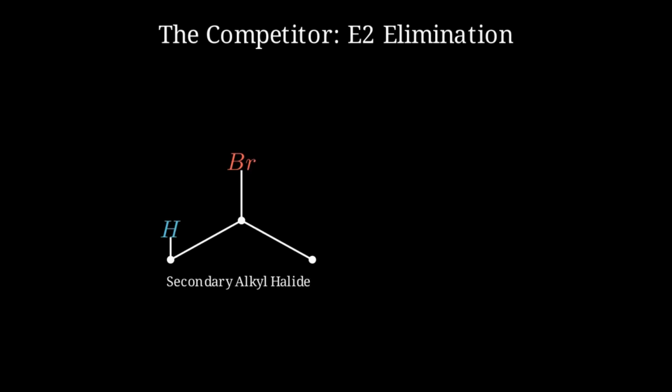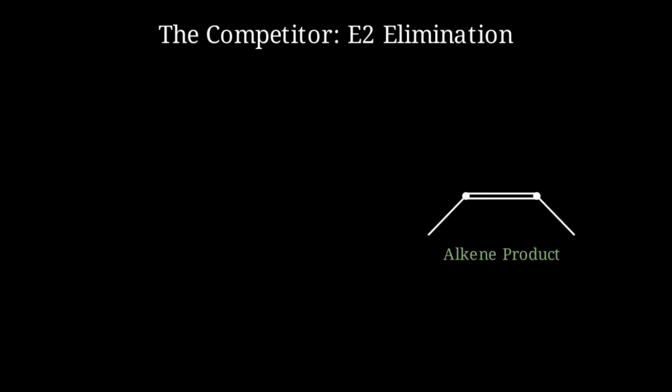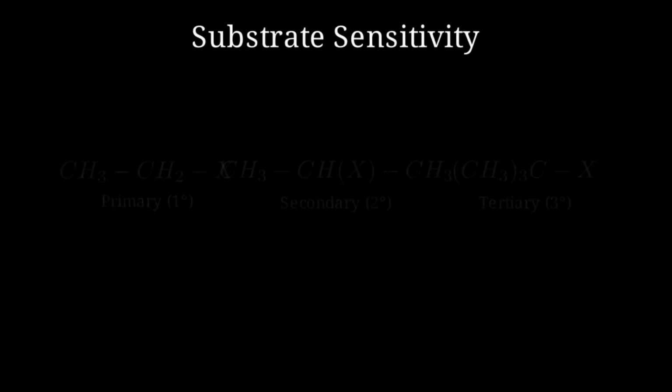Alkoxides are not just good nucleophiles, they are also strong bases. If the substrate is crowded, the alkoxide may prefer to steal a proton instead of attacking the carbon, leading to an E2 elimination and unwanted alkene formation. Steric hindrance is the deciding factor.